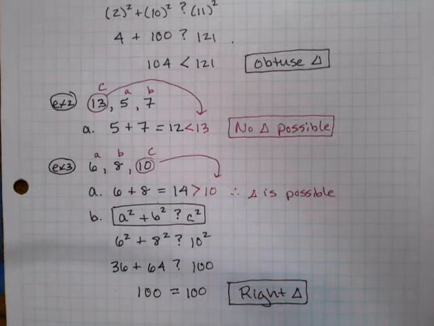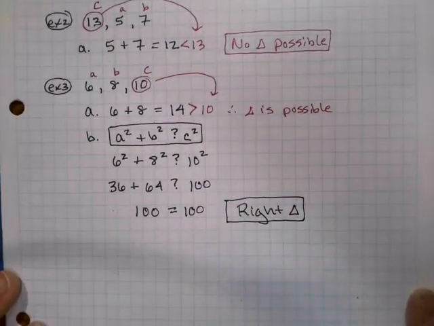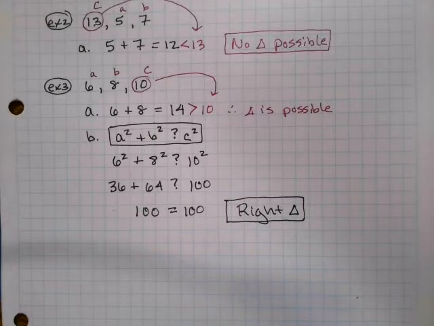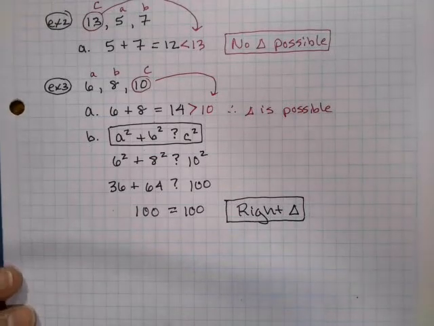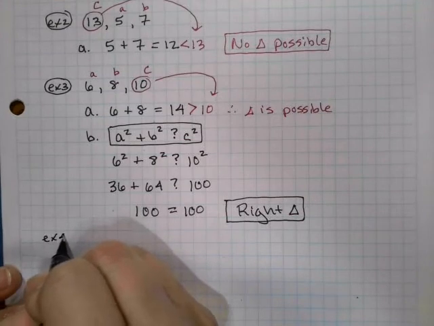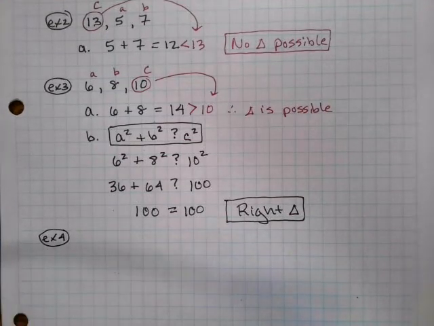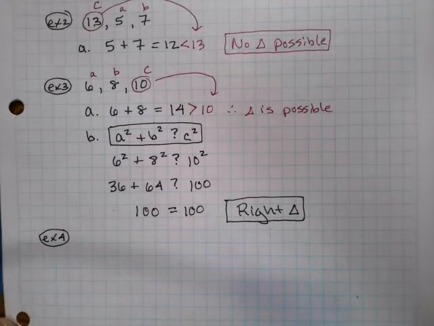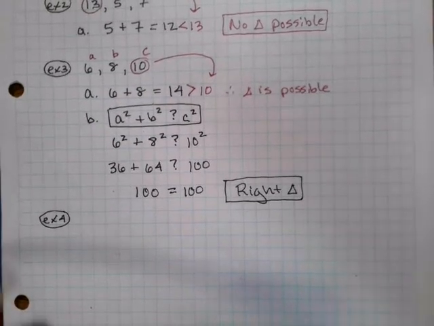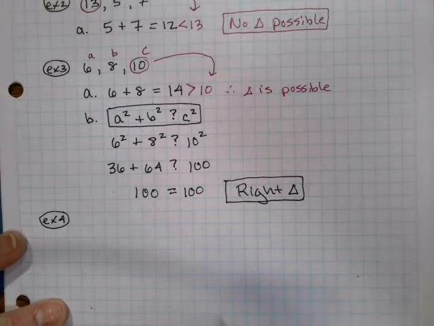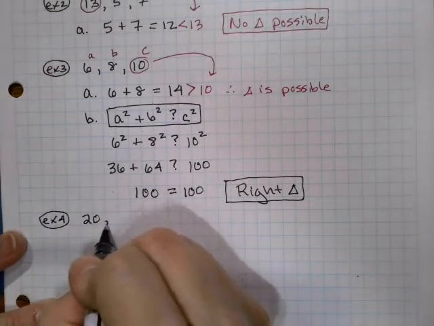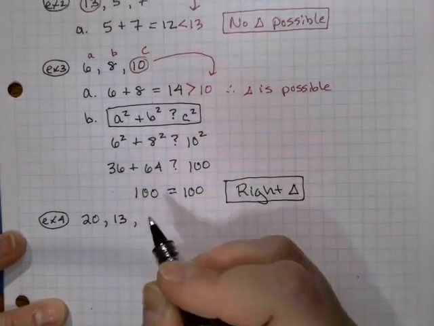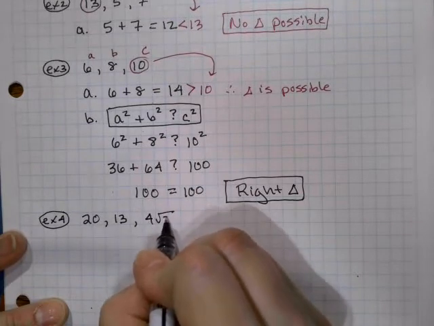At this point in the notes, if you're confident you understand it, you may stop the recording and go on to do your practice. I'm going to do one last example on special request because sometimes the side lengths we're dealing with have radicals in them, and that changes the algebra slightly. So in this case, our triangle has side lengths 20, 13, and 4 radical 35.